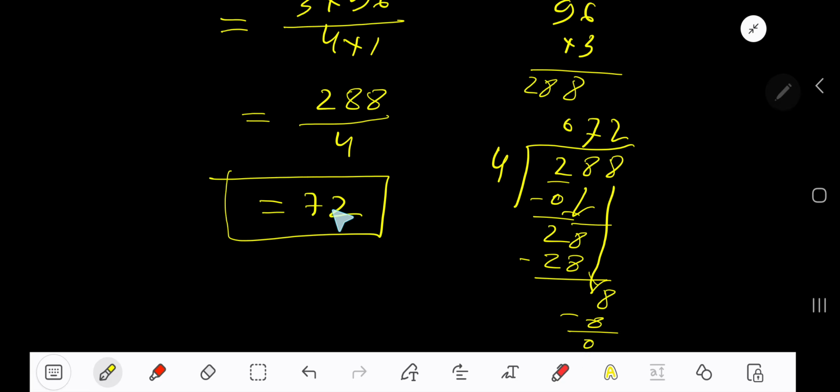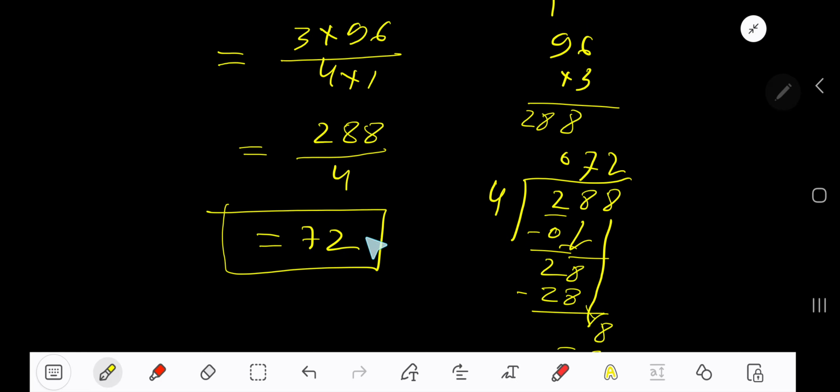So this is the way of finding 3/4 of a number.